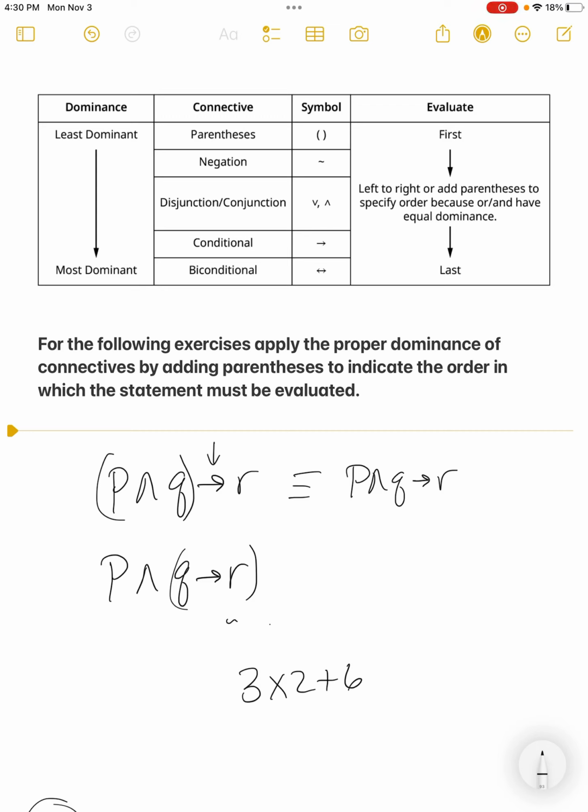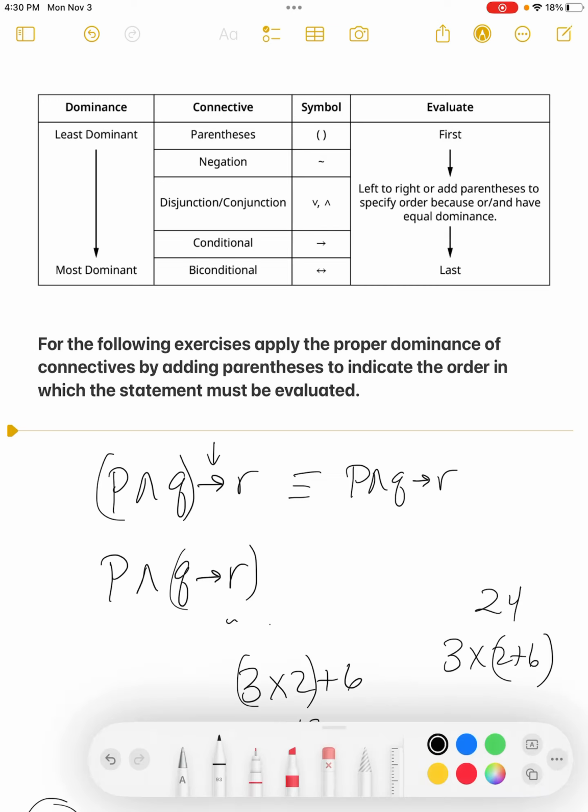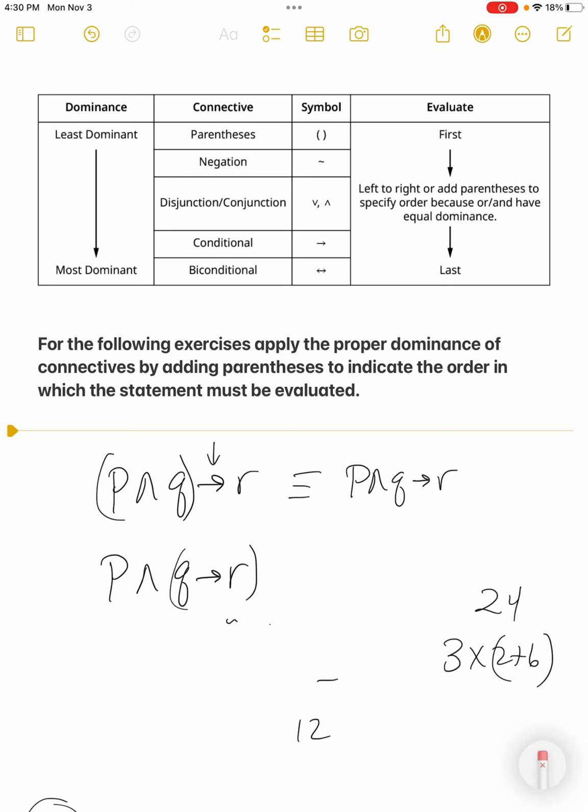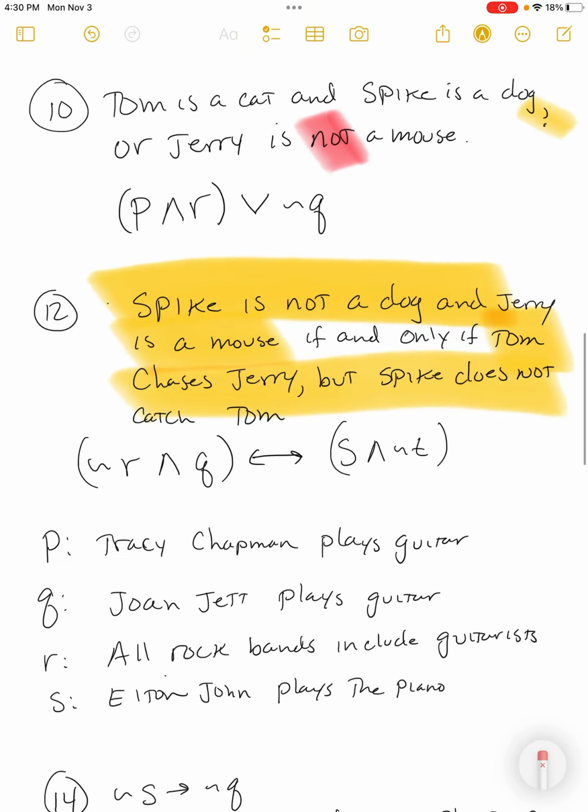So for example, 3 times 2 plus 6. How would I do that? I would have to do the 3 times 2 first. I could put that in, but it's the same thing. But if I had 3 times 2 plus 6, and I had the 2 plus 6 in parentheses, that's a different answer. This is 24. This is 12. Right? And so they are different from one another. So you have your experience with the numbers, and it's here too with logical statements.